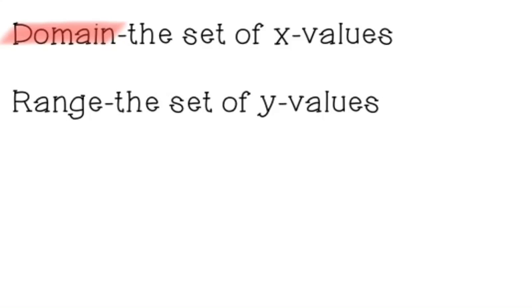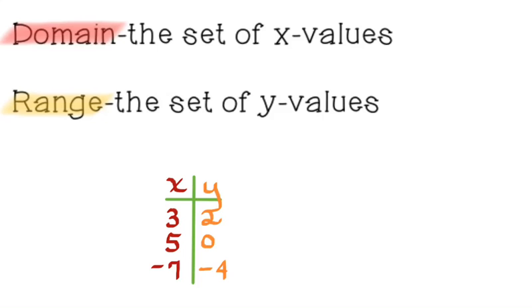The domain is a set of x values in a set of ordered pairs, and the range is a set of y values in a set of ordered pairs. So let's take a look at an example. When I have a set of ordered pairs, the domain will appear in the x column and the range will appear in the y column.